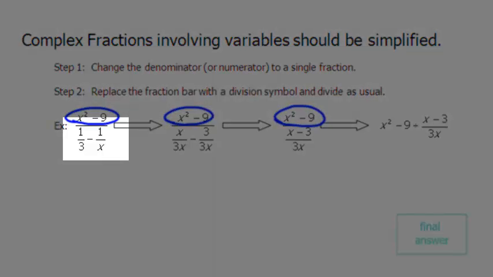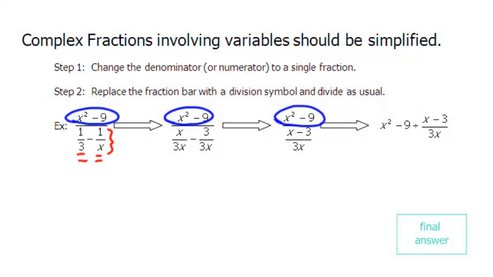Then this part of it is complex, and we have to add those two fractions. So to do that, we need to get a common denominator, multiply both of these by x, multiply both of those by 3, and I get x over 3x minus 3 over 3x. So that works out to be x minus 3 over 3x.